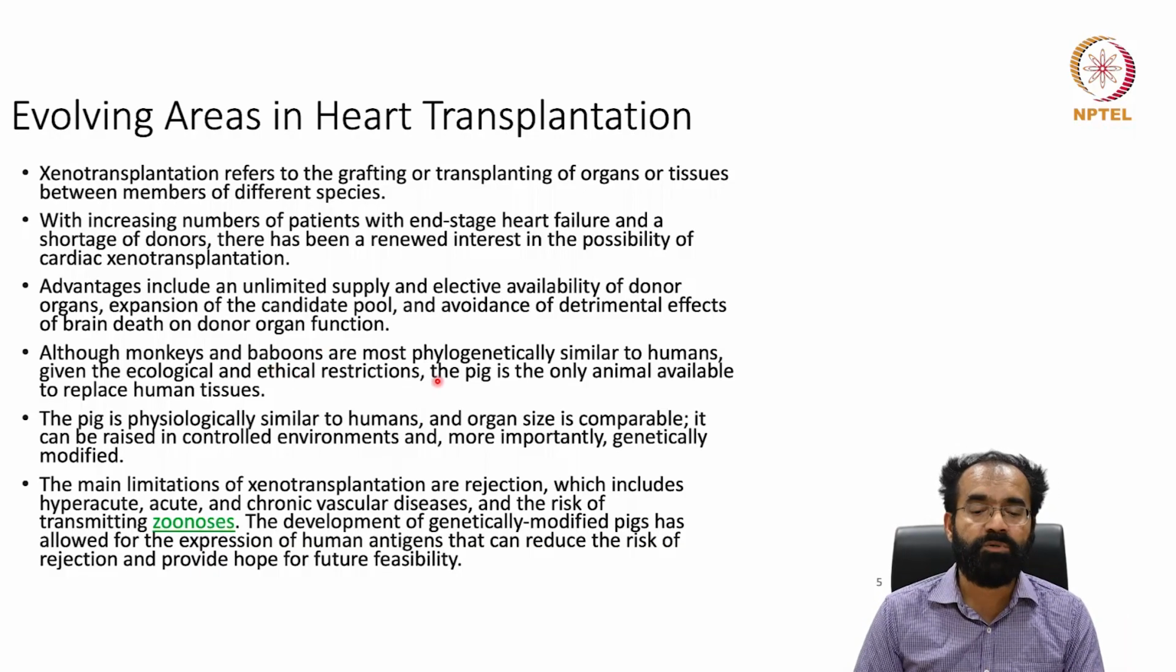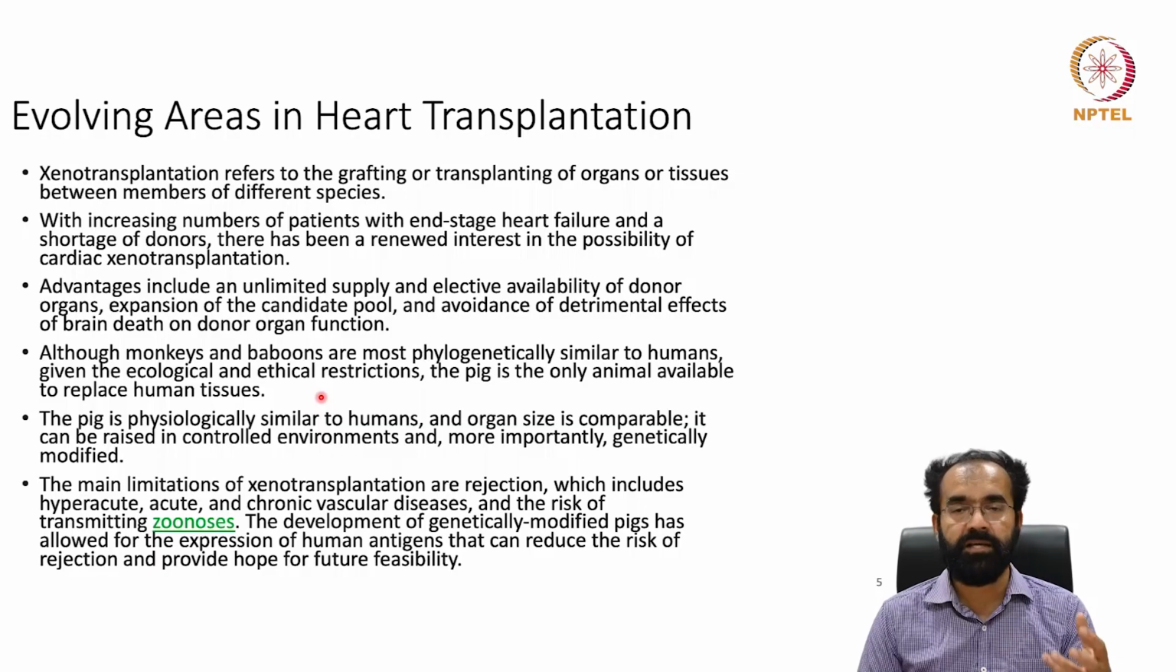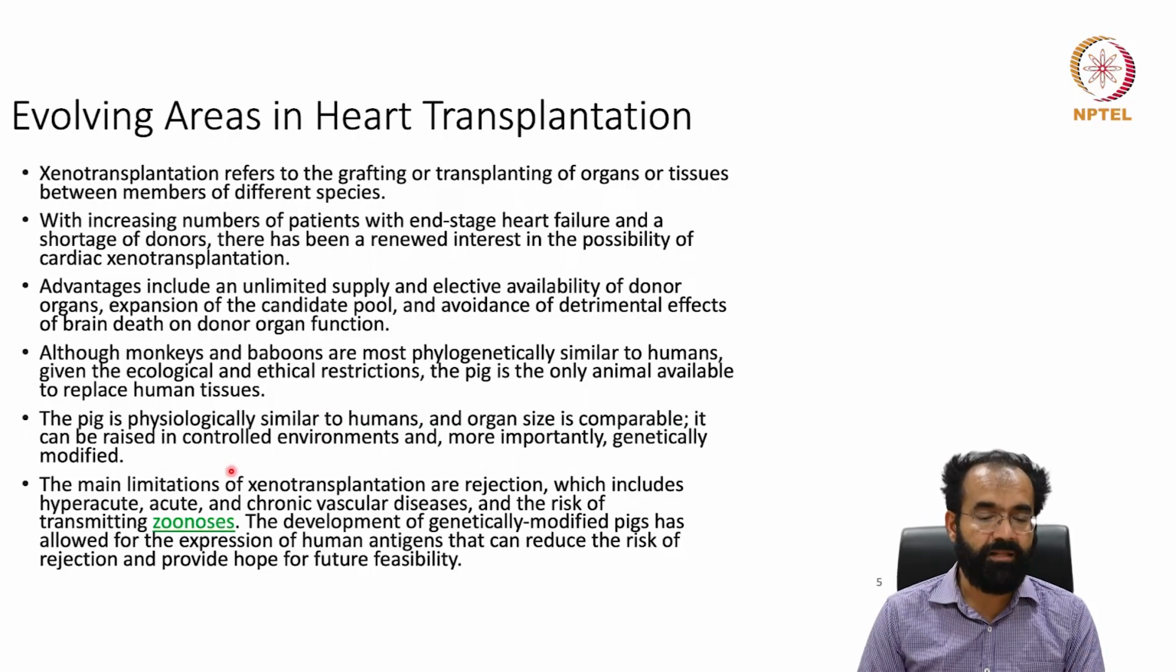Although monkeys and baboons are most phylogenetically similar to humans, given the ecological and ethical restrictions, the pig is the only animal available to replace human tissues. In various other angles, the pig is much closer to that of humans. The pig is physiologically similar to humans and organ size is compatible. It can be raised in a controlled environment and, more importantly, can be genetically modified so that there will not be too much immune rejection from the human body.